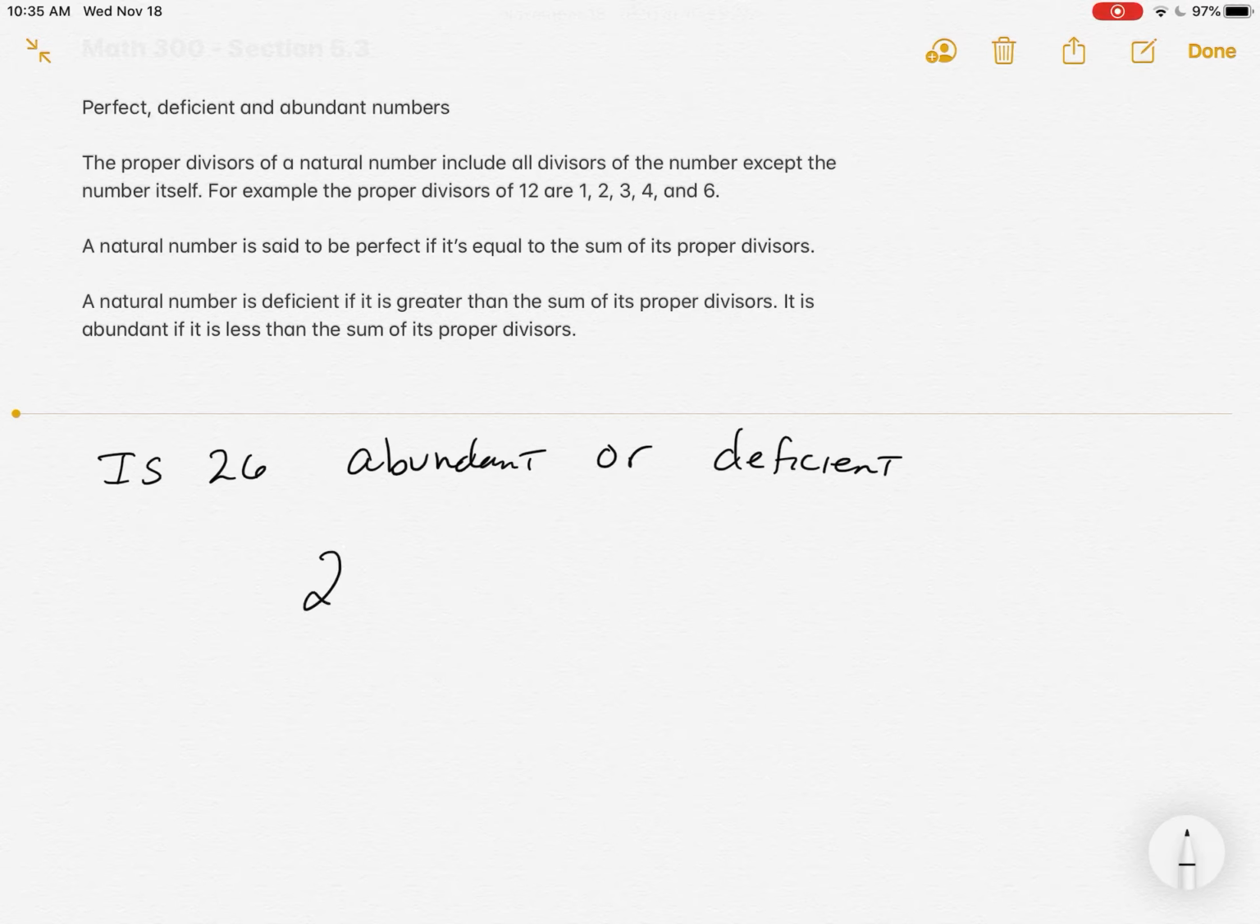So let's talk about 26. Let's see what its proper divisors are. 1 goes into it, 2 goes into it, 3 doesn't, 4 doesn't. And I think, as we try to get into there, we're going to realize it's just 1, 2, and 13, right? If we look at 26, it breaks down into 2 times 13. Those are two prime numbers. Those are its proper divisors. So 1 plus 2 plus 13 is 16.